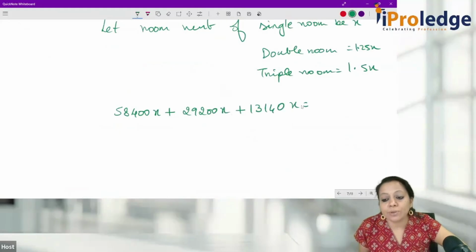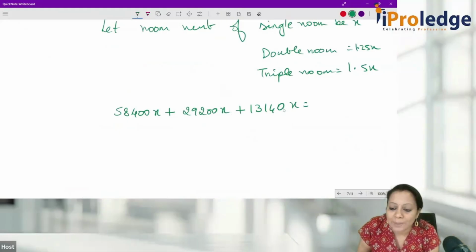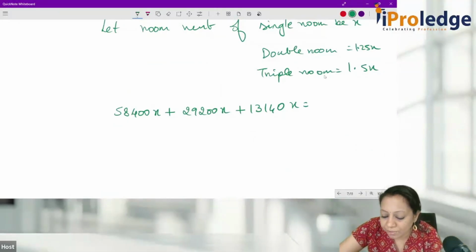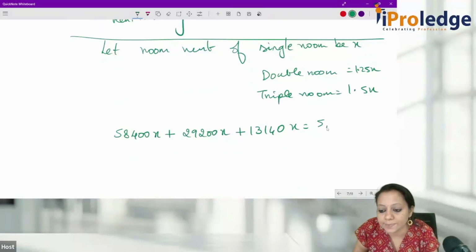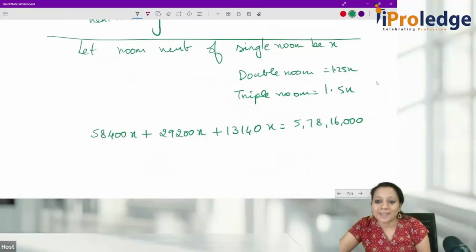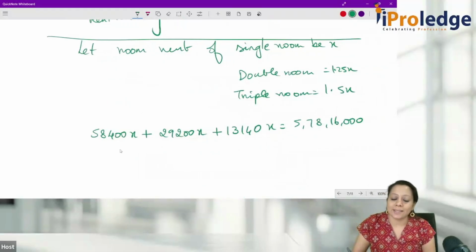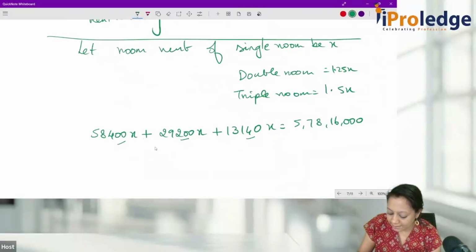Yes, ma'am, you didn't take 1.5 and 1.25. We will do it later. First, we'll calculate x. So this is equal to 5 crores 78 lakh 16,000. Why? 5 crores 78 lakh 16,000 is the total rent revenue. This is single room, double room, and triple room, room days into rent. So now let us add them all.